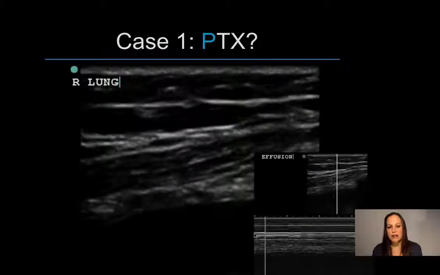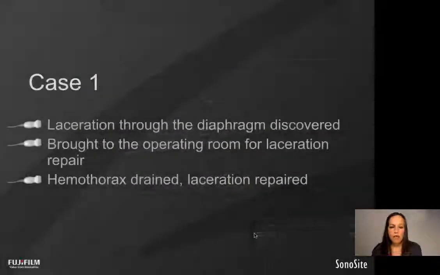Now, why would she have an effusion on the right? Remember, she had had a stent placed by interventional radiology. Unfortunately, they had accidentally nicked the diaphragm, so there was a small laceration through the diaphragm, and the patient had a large hemothorax. She was brought to the operating room, the laceration was repaired, and the patient recovered uneventfully.